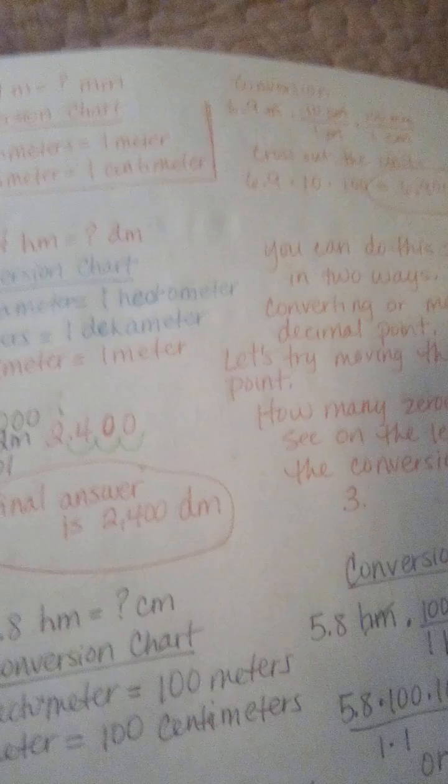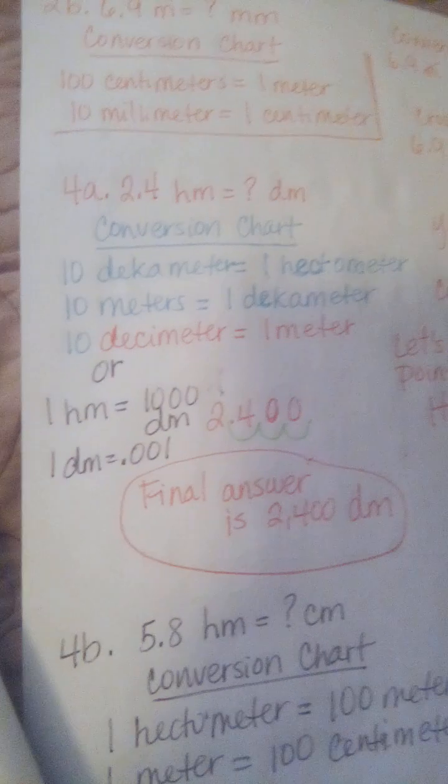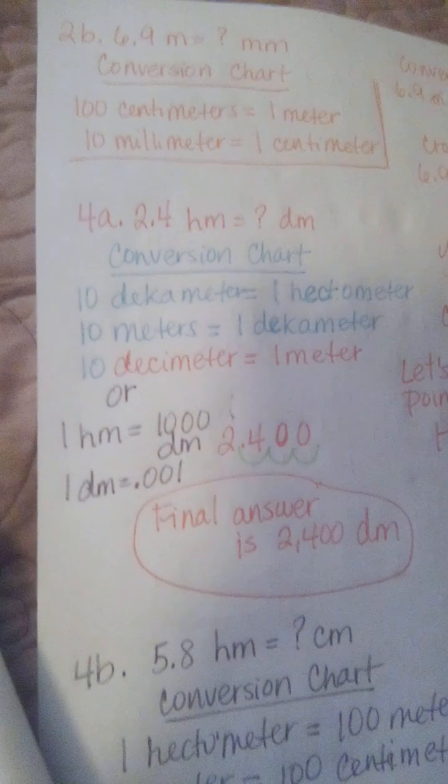The conversion on the paper showed you how I got to this point. I'm moving the decimals, right? And it says you can do this problem in two ways, converting or moving the decimal point. Let's try moving the decimal point. And of course, there's 3 zeros, right? On the notes. Or you can see this, 1 hectometer equals 1,000 decimeters. Okay, I'm going to use that.